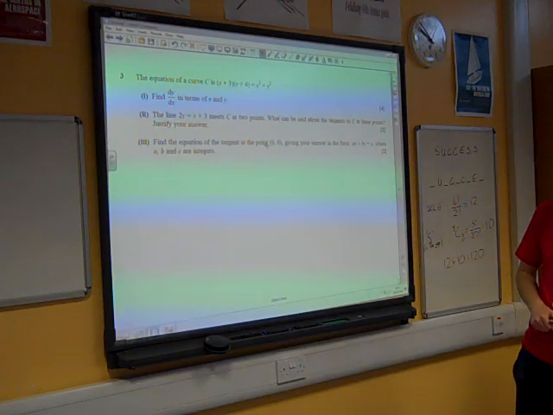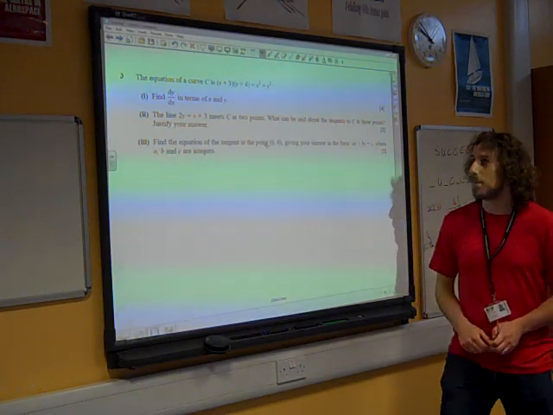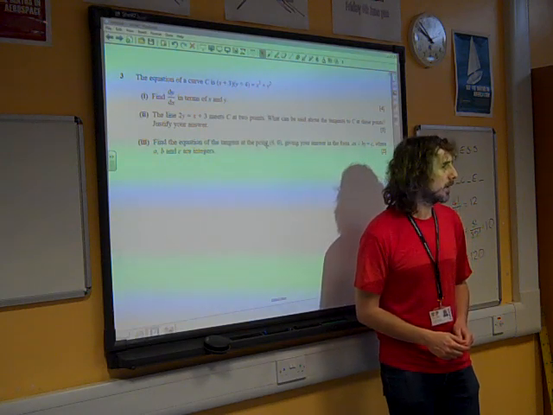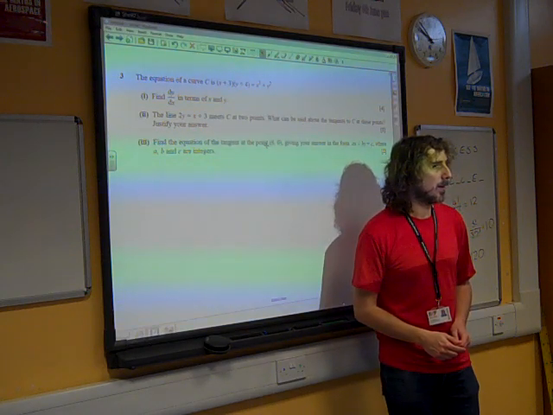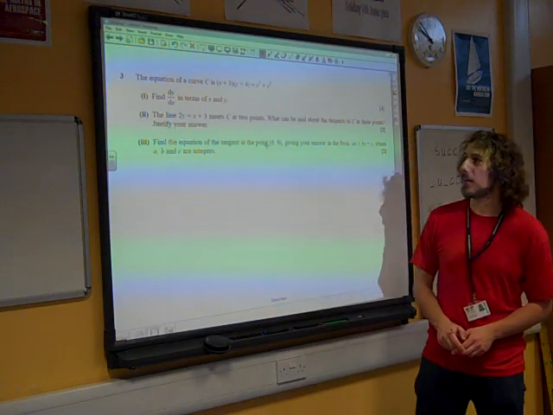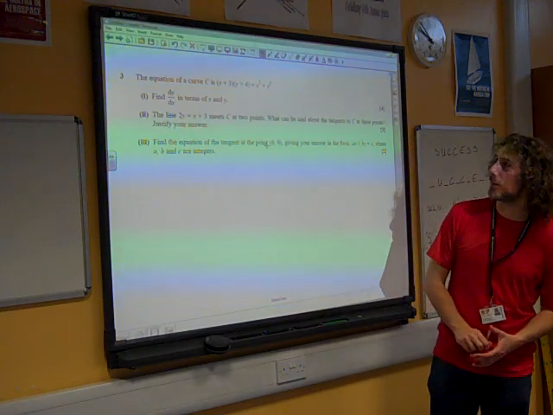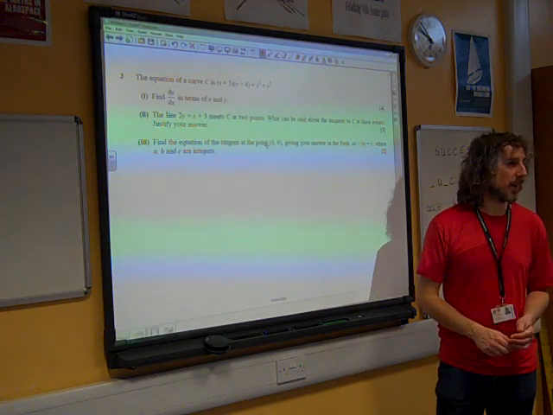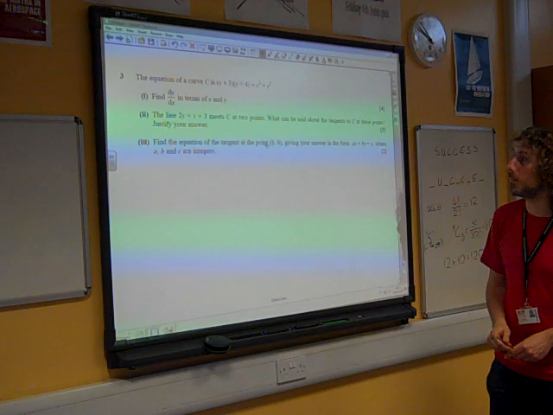Here we go, question 3. Implicit differentiation. The equation of the curve C is (x + 3)(y + 4) = x² + y². Find dy/dx in terms of x and y.